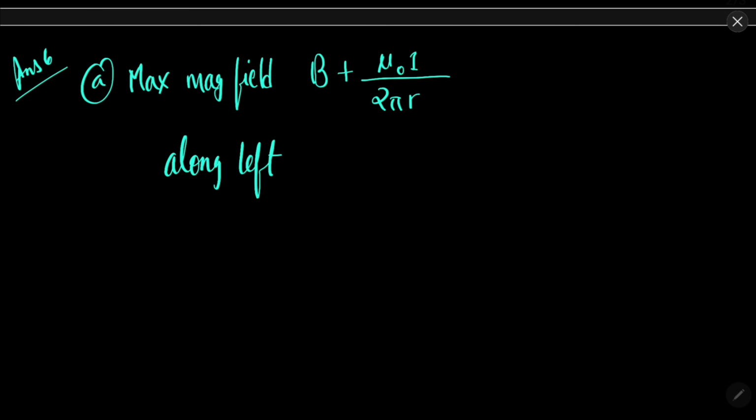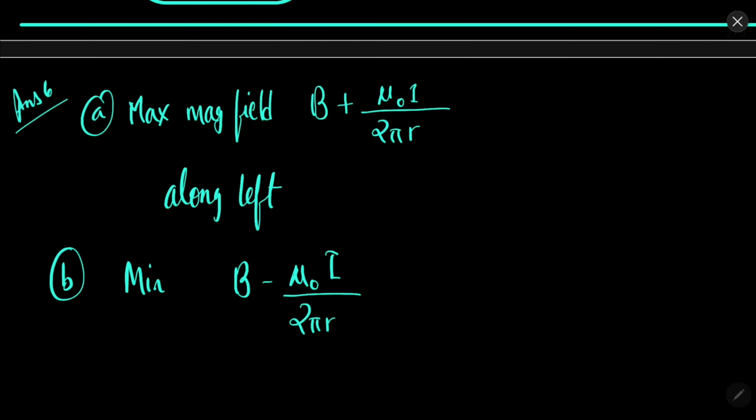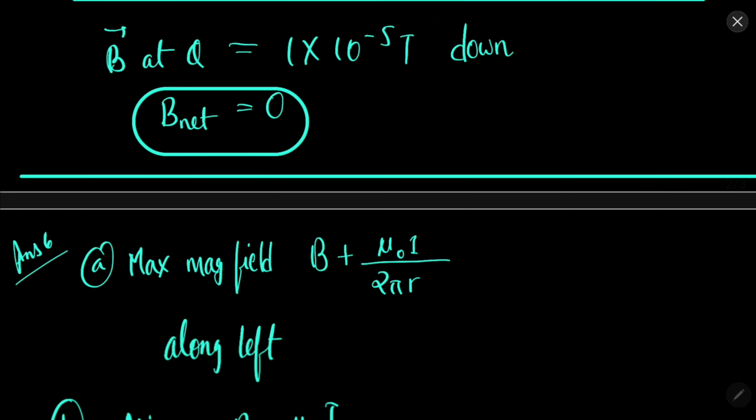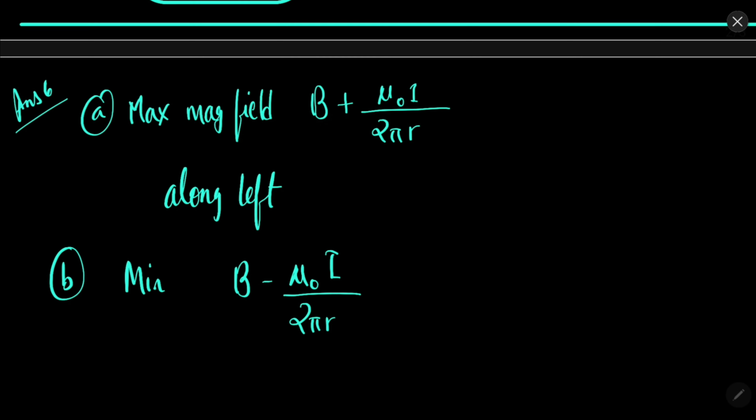And then B minimum will be when we have B minus, so just like above, they were opposite, down and up, so we got the net field to be 0. External field and current field were cancelling each other.